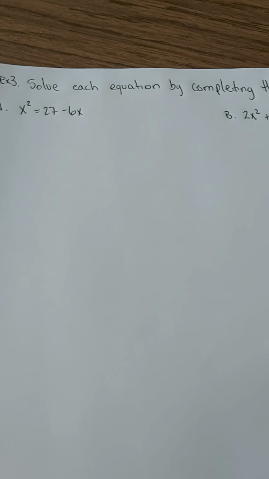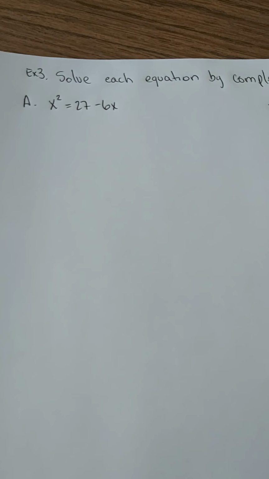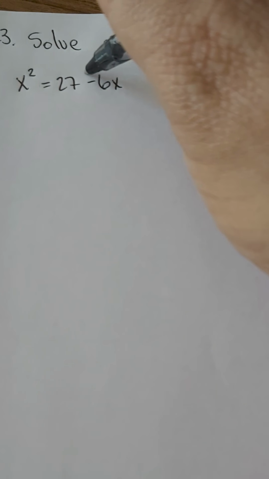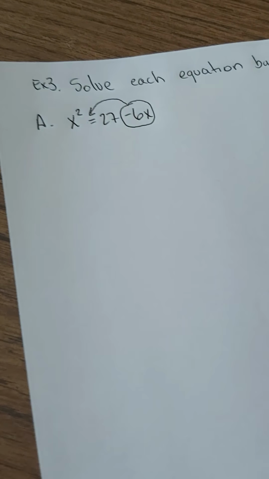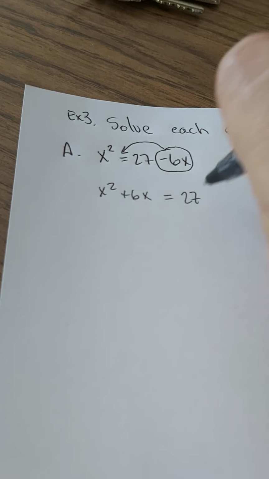Example 3 says, solve each equation by completing the square. If we follow the steps that we previously read, we have to leave constants on one side and variables on the other side. So let's pass -6x to the other side of the equal sign. So now we will have x squared plus 6x equals 27.